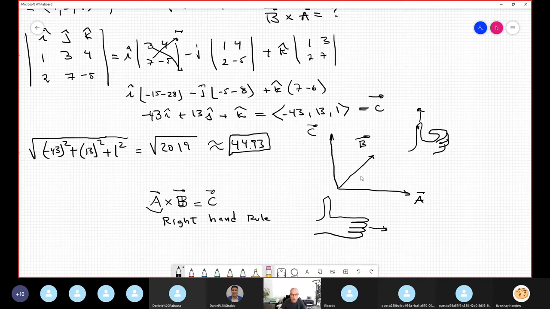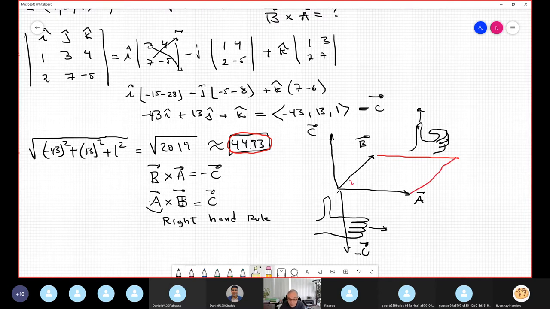In this case, you see that, for example, I am doing the opposite direction, B cross A, is minus C vector, right? Because B first, A second, so my minus C is pointing down. That is the reason that the cross product is not commutative, okay? It's different, well, at least the direction is different. Now, the meaning of this number represents the area of the parallelogram, this area. This is the meaning of this number.